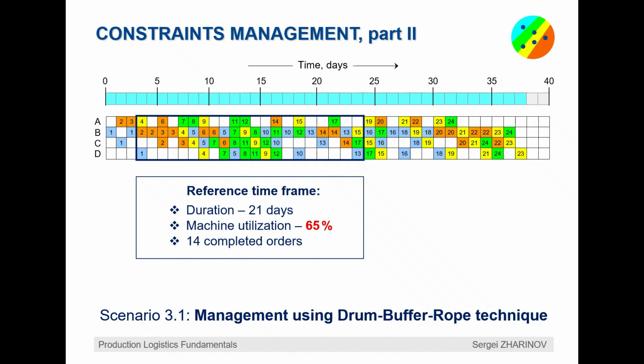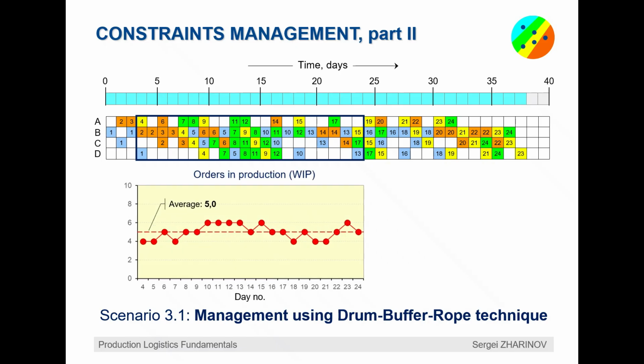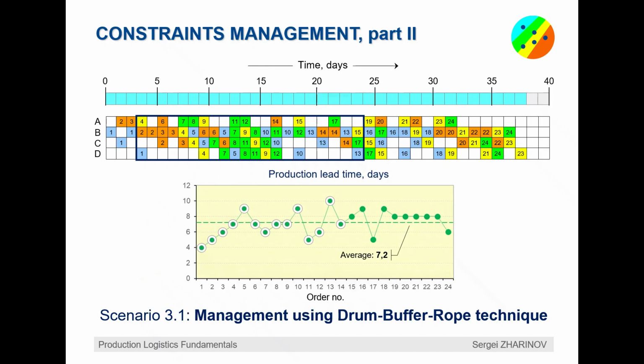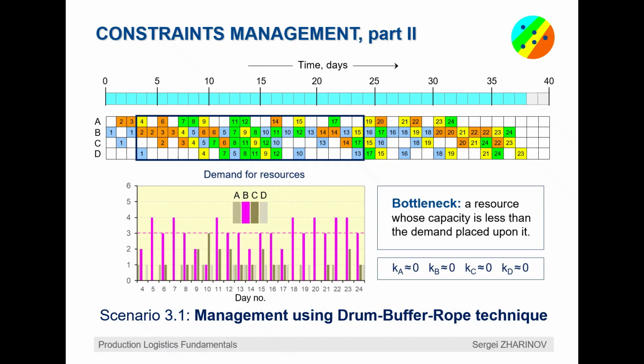Well, during the selected reference time frame, when the system is running in full swing, the same 14 orders were completed and the overall machine utilization remained approximately the same. The work in process remained stable at a slightly higher level of 5 instead of 4.5 orders, as did the production lead time, which averaged 7.2 instead of 6.5 days, with no bottlenecks in the system.